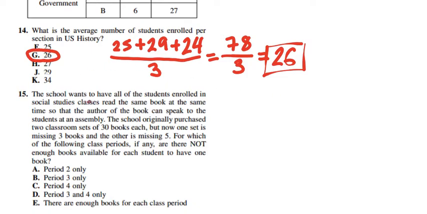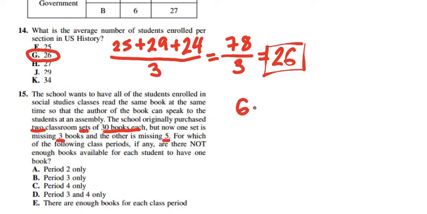For number 15, the school wants to have all of the students enrolled in social study classes read the same book at the same time so that the author of the book can speak to the students at an assembly. The school originally purchased 2 classroom sets of 30 books each, but now one set is missing 3 books and the other is missing 5. For which of the following class periods, if any, are there not enough books available for each student to have 1 book?